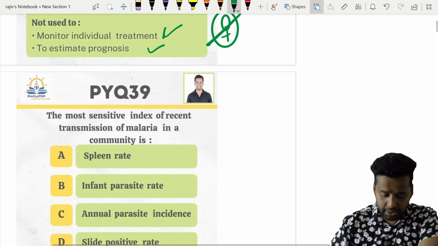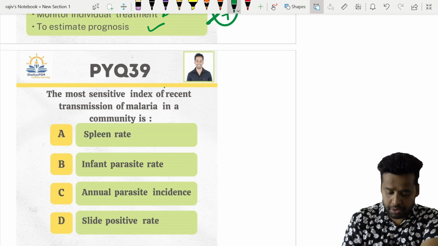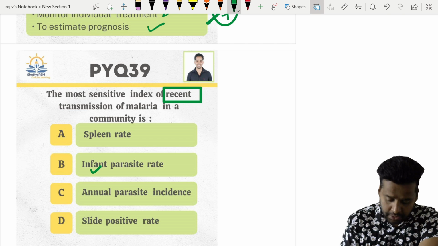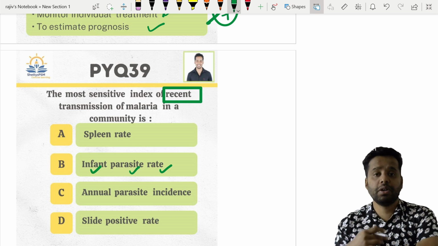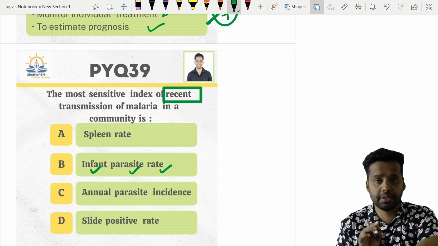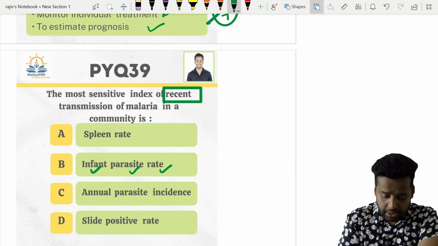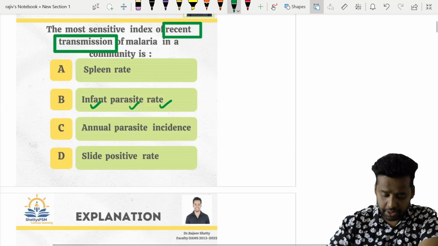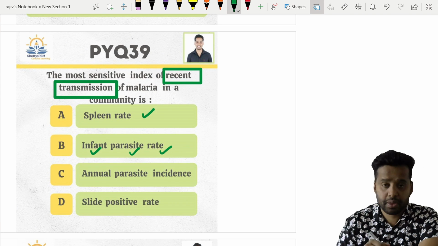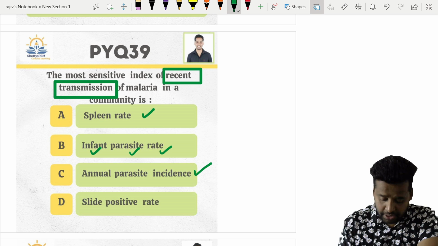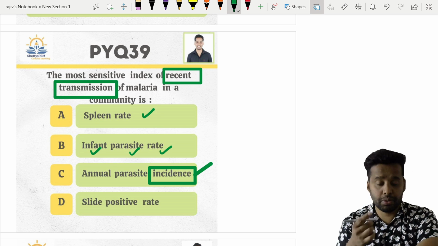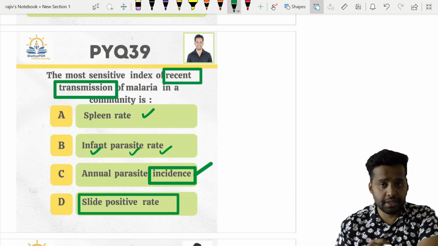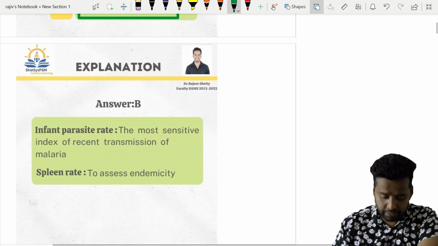The most sensitive index for recent transmission of malaria in the community. I want to check the recent transmission. You have to assess the rate of infection among infants. Infant parasite rate is the indicator for recent transmission of malaria, not adult parasite rate. Spleen rate will indicate endemicity. Annual parasite rate or incidence will indicate new cases. Slide positivity rate: of total slides examined, how many slides are positive? The answer is infant parasite rate.